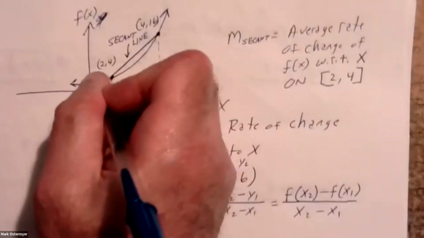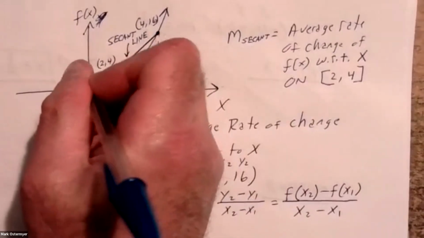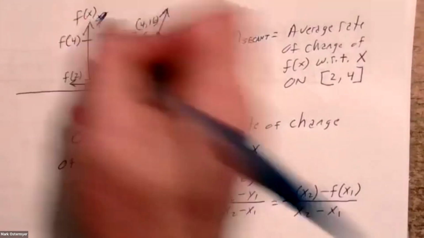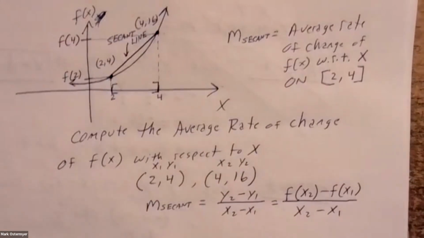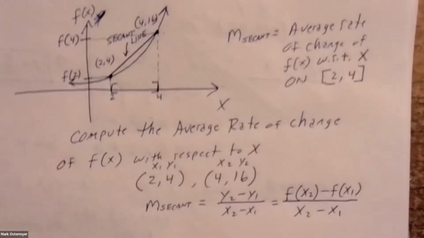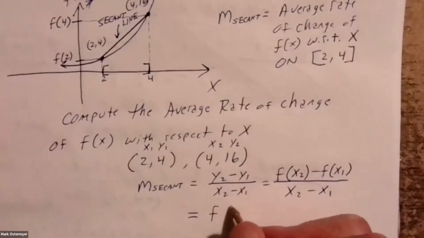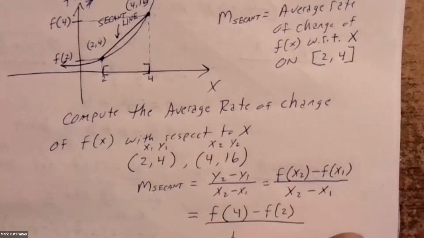See, because what this is, if you project this over the vertical axis here, this is going to be f of 2. You project this back horizontally, the vertical axis is going to be f of 4. Okay, f of 4, f of 2, and that's 2 and 4 right there. So it's going to be f of 4 minus f of 2 over 4 minus 2.